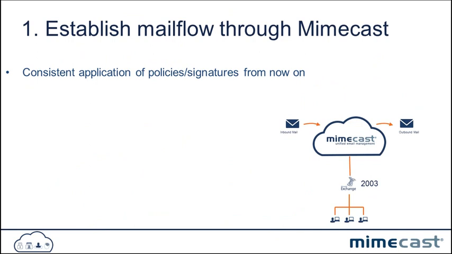And then from that point onwards, you will create policies within Mimecast so that from now on you're going to have consistent application of policies, signatures and disclaimers. So regardless of what's going on with your local infrastructure during the migration, you've got the safety net of knowing that whatever policies you set up in Mimecast are now going to be enforced universally, regardless of what's going on with Exchange on your premises.